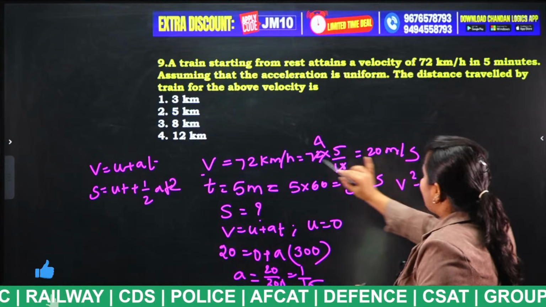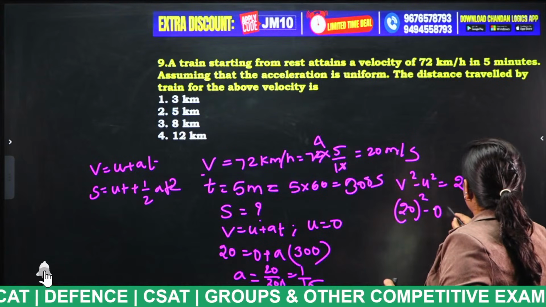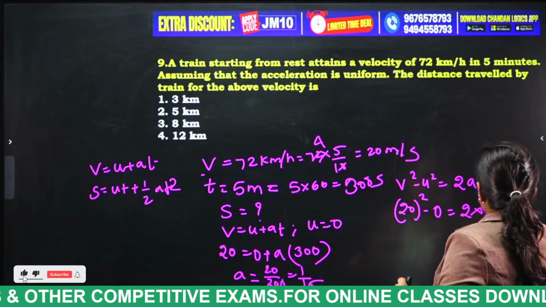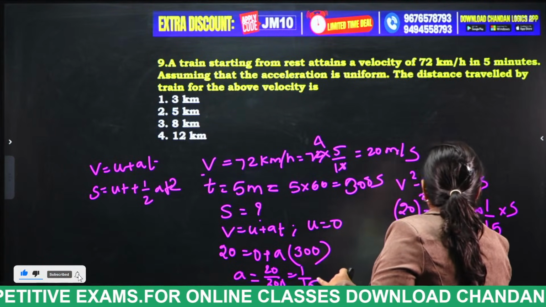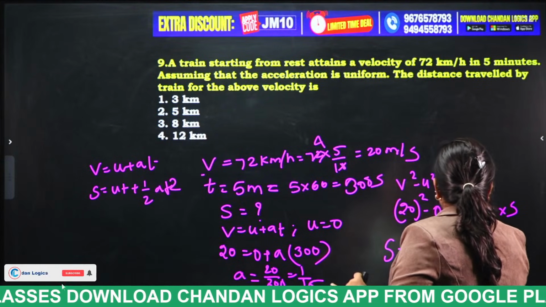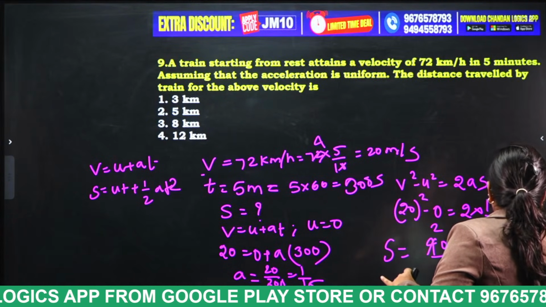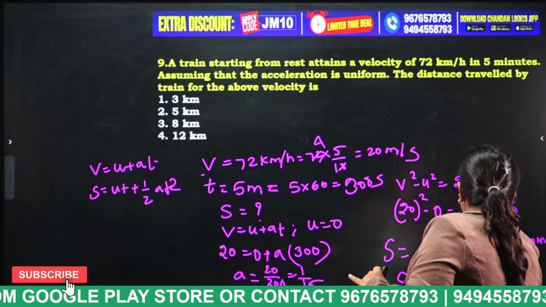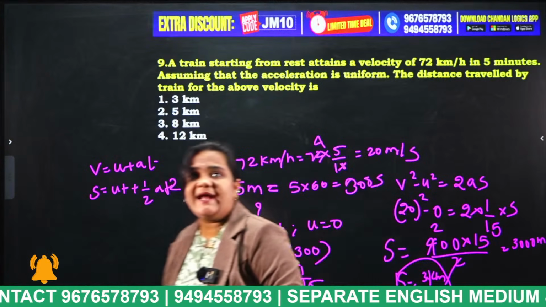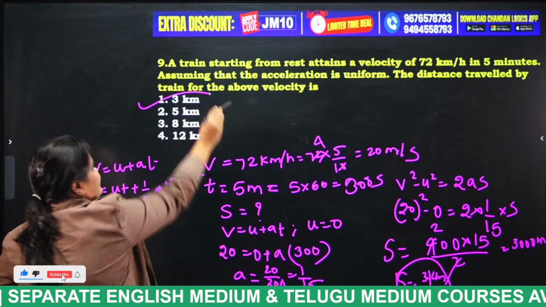Okay, so we know the value of V, 20 square. U square is 0, that is equal to 2 into acceleration, which is 1 by 15, and we don't know S. Now S is equal to 400 into 15 by 2. 2 ones are 2, 2 sevens. So S is equal to 3000 meters, that is S is equal to 3 kilometers. Okay, did you understand, or shall I explain it again? Very good Satya Pasham. So the answer for this question is 3 kilometers.